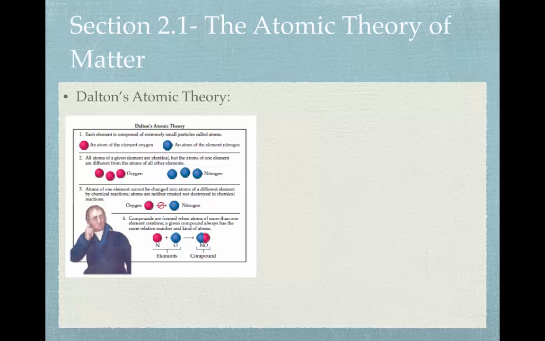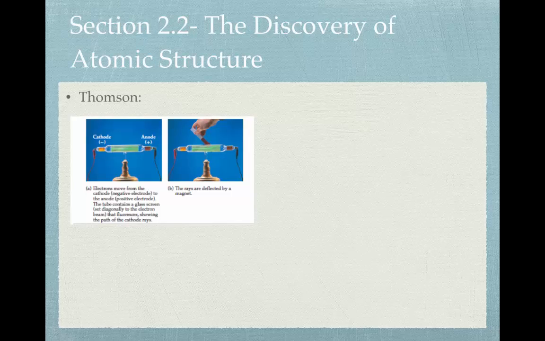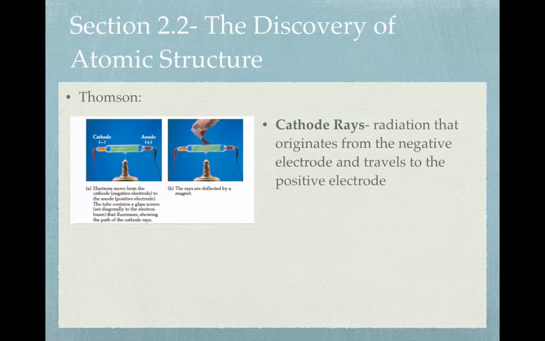Next came Thomson. Now, Thomson used cathode ray tubes, which are depicted right here in this diagram, and what he discovered was that cathode rays, which are radiation that originates from the negative electrode and travels to the positive electrode, what he discovered by placing a magnet on top, as you can see in B right here, the rays are deflected by the magnet, meaning they are no longer in a straight course, they're actually curved upwards.